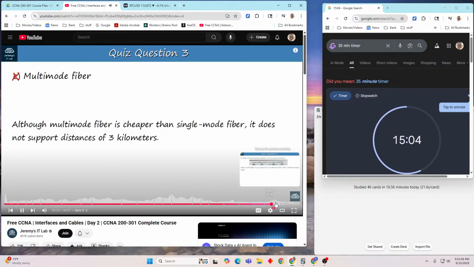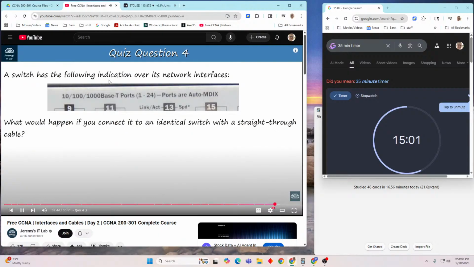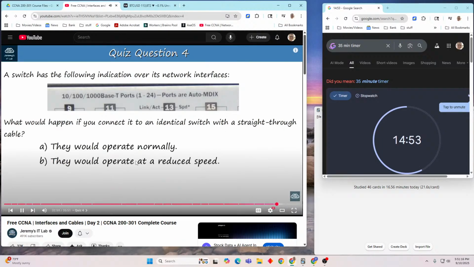So C, multi-mode fiber is incorrect. A switch has the following indication over its network interfaces. What would happen if you connected it to an identical switch with a straight-through cable? A, they would operate normally. B, they would operate at a reduced speed. Or C, they would be unable to communicate.